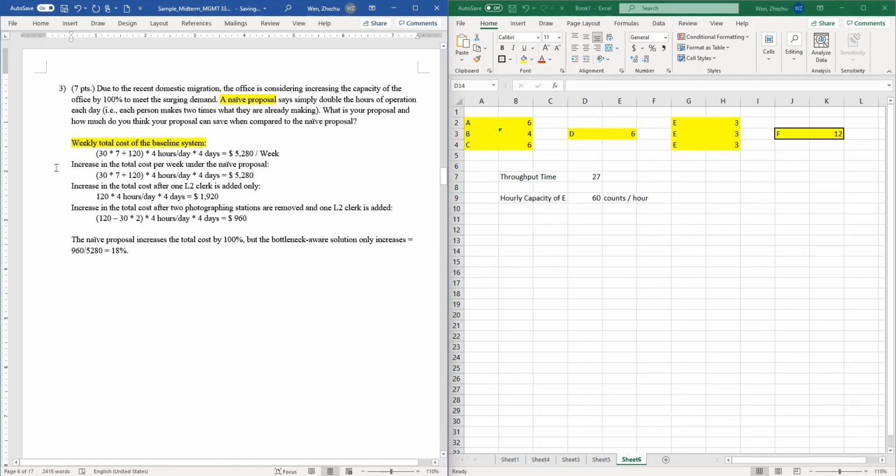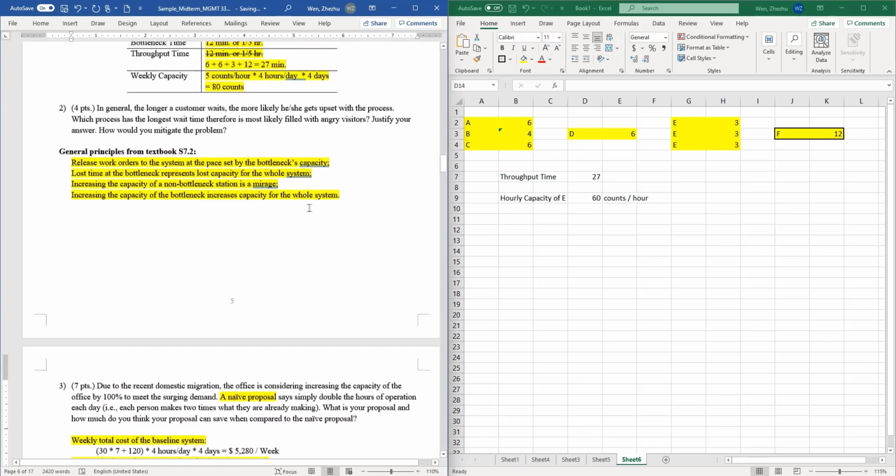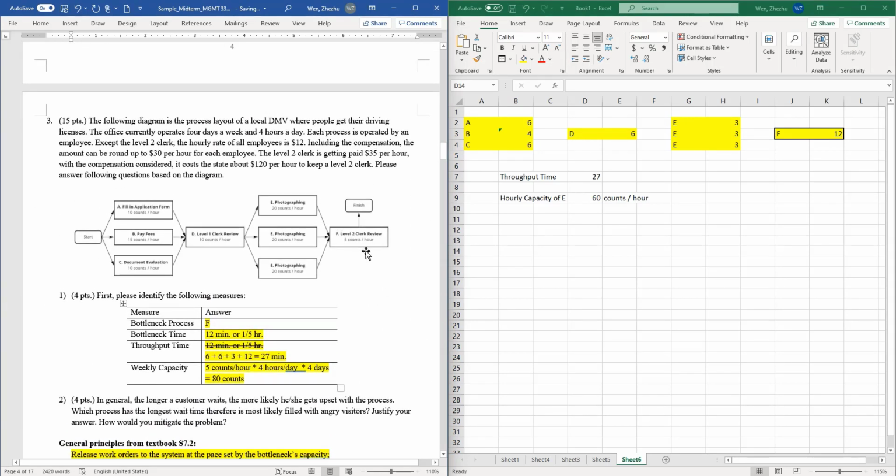And the increase in the total cost per week under the naive proposal, basically you're asking everybody to work 2 times longer, right? So this is basically the amount of increase in the total cost. Okay, but my approach is that, let me highlight this first. So my approach is to only add 1 level 2 clerk.